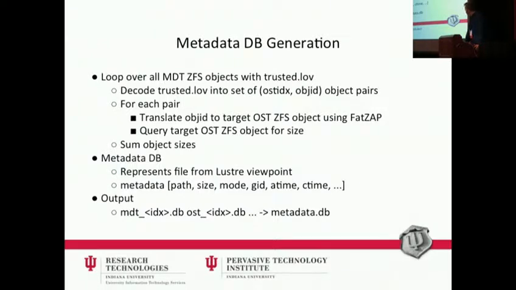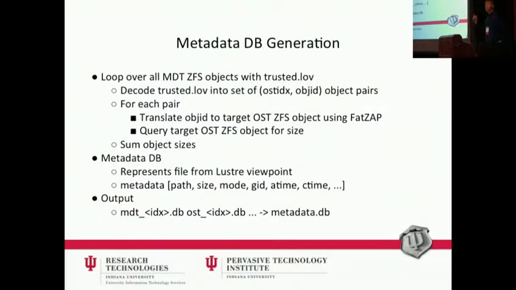And at that point, we generate the metadata DB that I've been referring to. What we try to get is something that represents a file as Lustre believes it is, or as we think Lustre believes it is. So we output a row for each of the files in the file system.